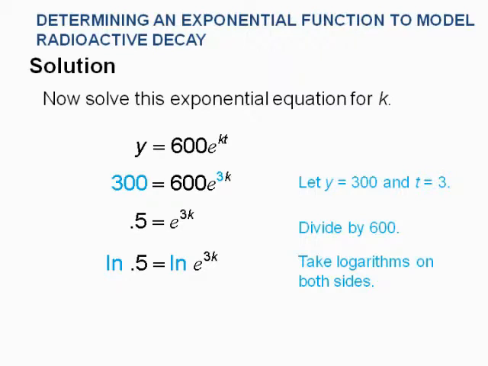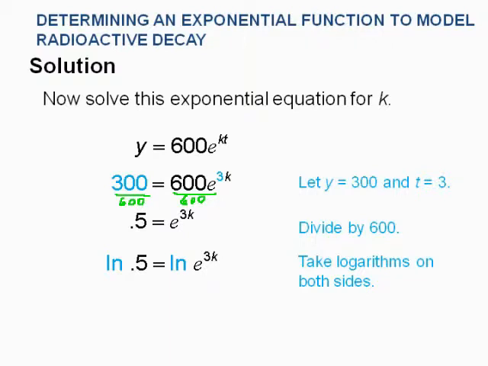Now we're going to solve this exponential equation for k, noting that we had some other information given. So we know when y is 300 at year 3, if we plug those values in, as you see in blue, and solve, we're going to divide both sides by 600 here. So 300 over 600 will be 0.5 or 1/2 equals e to the 3k power.